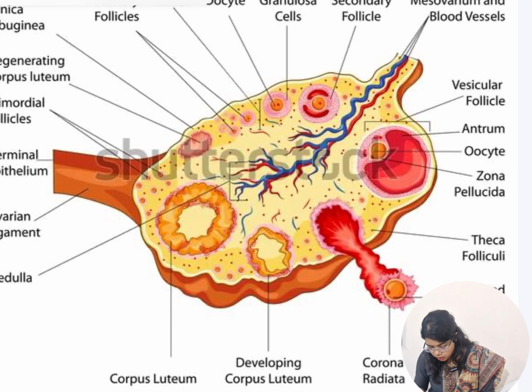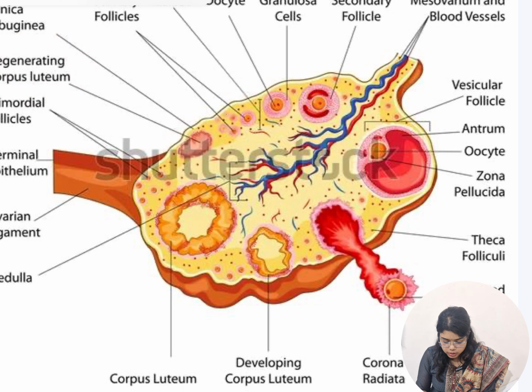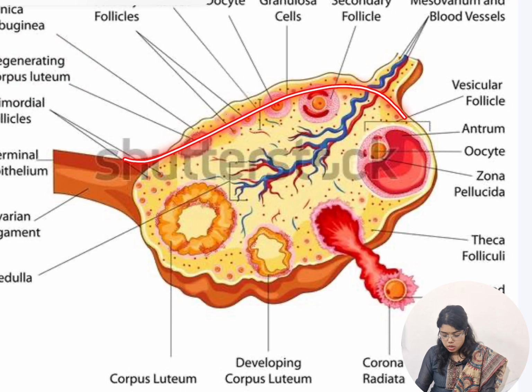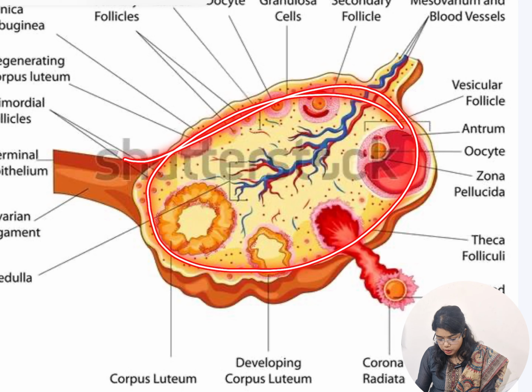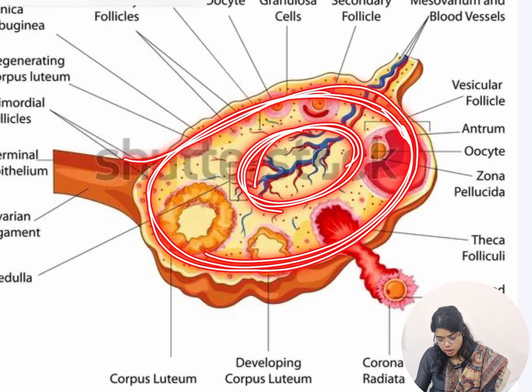Then when no fertilization occurs and there is withdrawal of progesterone, the corpus luteum degenerates. The degenerating corpus luteum is also called the corpus albicans. Okay, understood? This is the cortex. I am telling you again, listen: this is the cortex, this is the medulla. The outer surface is called the cortex, the inner one is called the medulla.